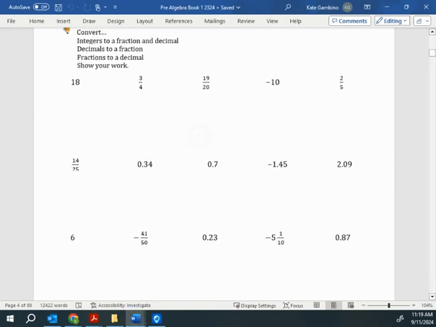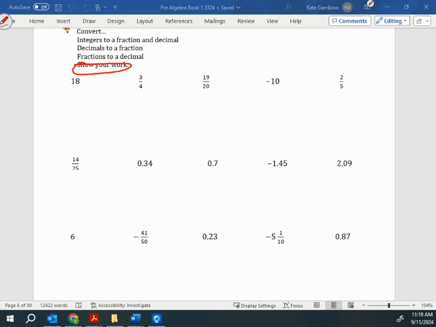So it says, convert integers to a fraction and decimal, decimals to a fraction, fractions to a decimal. So it depends on what they give you as to what you have to show, what you're converting. And then the key thing, show your work.